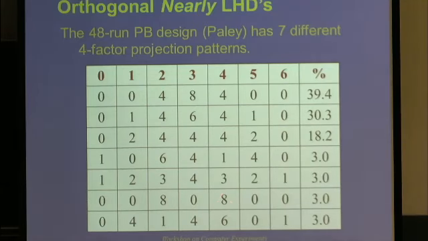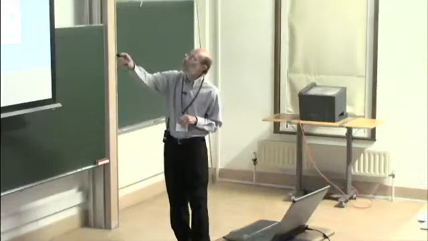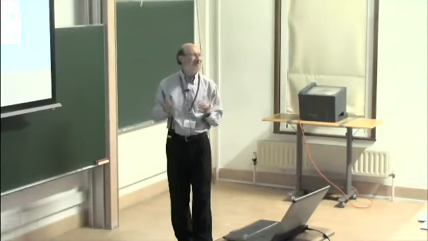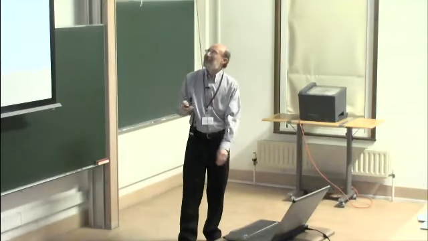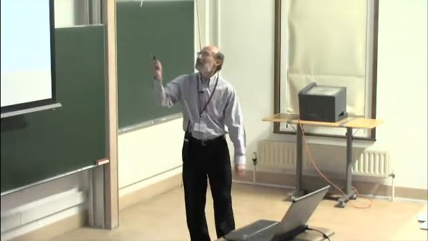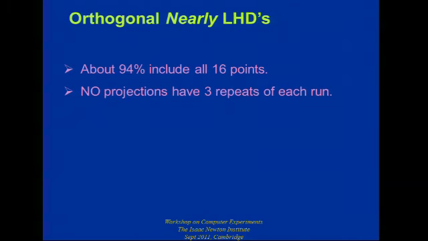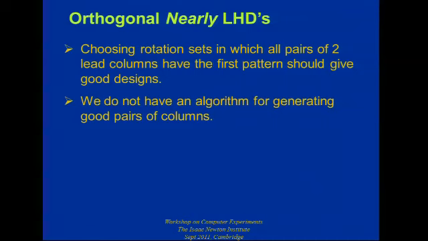And you do get some projections which, for example, down here, you have a couple of projections where there are points which do not occur at all. But those aren't very frequent. Most of the projections are pretty uniform. Okay? So about 94% include all 16 points, and no projections, as I said, have 3 repeats of each run.